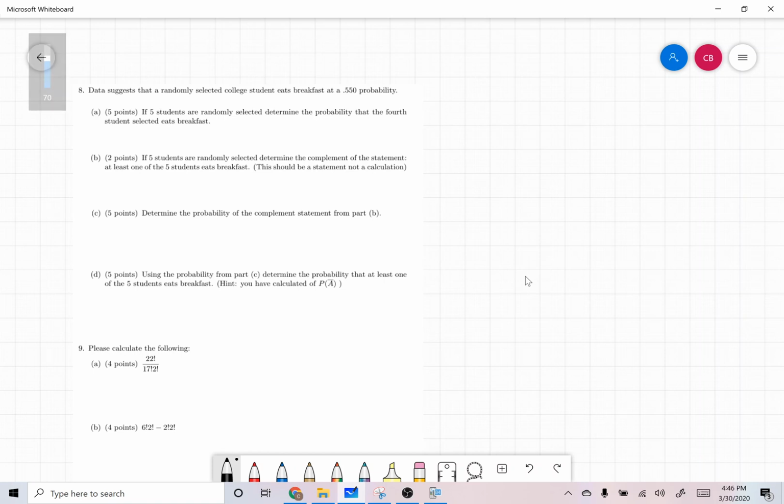For the final page, we have two more sets of problems. We're going to work first on the top one, so we're doing 8A. It says data suggests that randomly selected college students eat breakfast at a 0.550 probability. If 5 students are randomly selected, determine the probability that the 4th student selected eats breakfast.